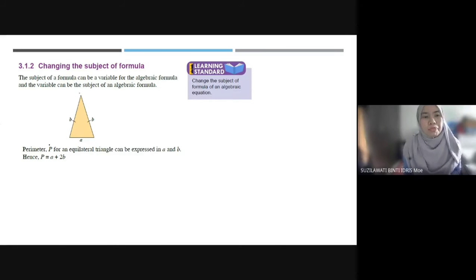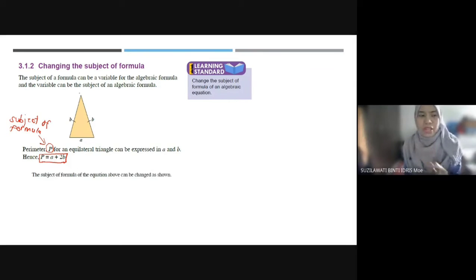Okay. Perimeter P. Okay, still the subject of formula here is P. Okay, when it said perimeter P, P is the subject of formula. So, P, perimeter P for an equilateral triangle can be expressed in A and B. Hence, so this is the algebraic formula. Hence, P equal A plus 2B. P, perimeter, P equal A plus 2B. Betul? Is it correct? Yes, teacher, correct. Okay, yes. So, this time, P is the subject of formula.